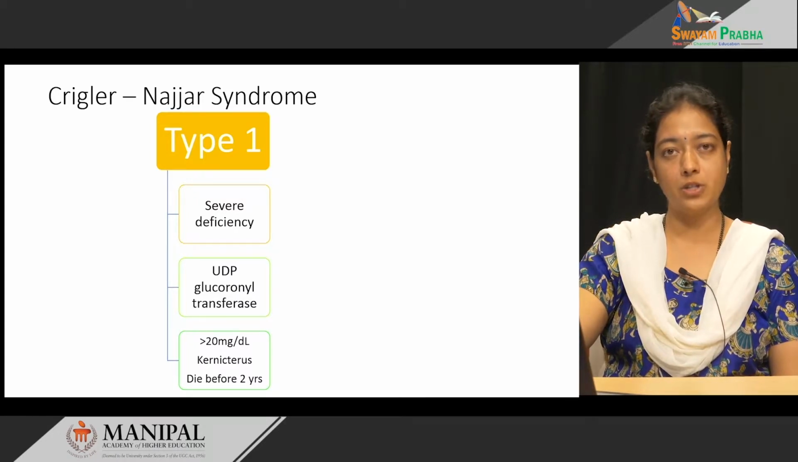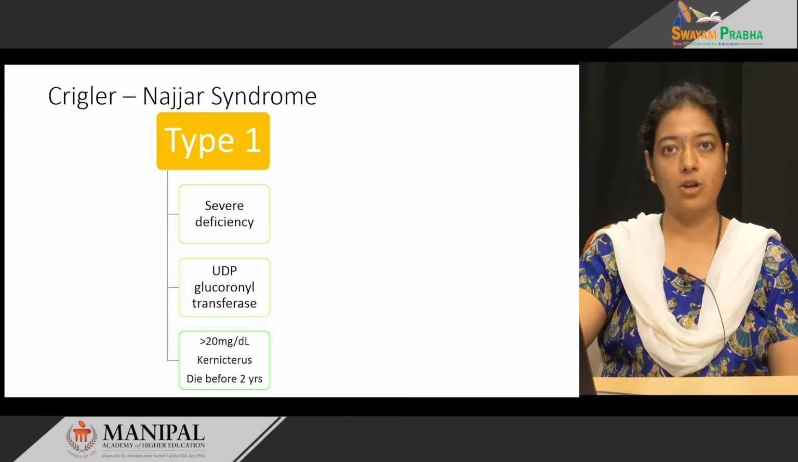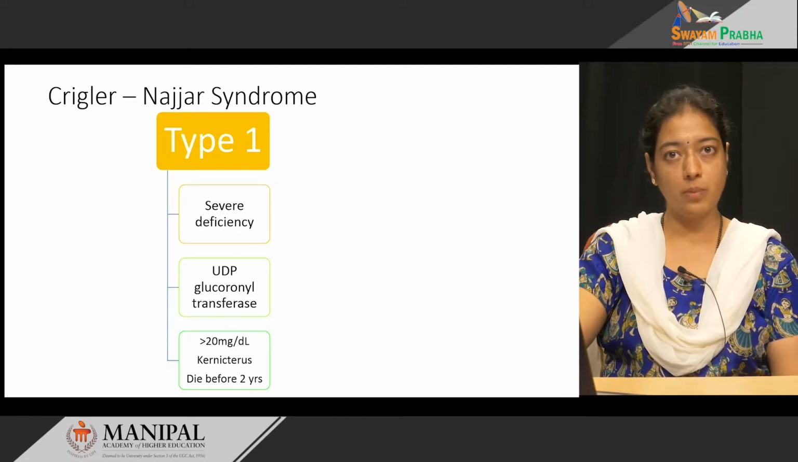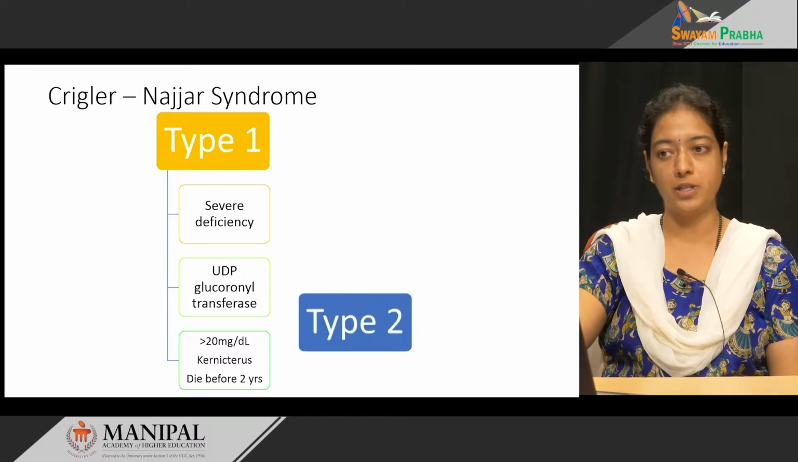When the bilirubin concentration goes above 20 mg per dl, it crosses the blood-brain barrier, leading to kernicterus. Usually these children die before 2 years of age. Since there is more unconjugated bilirubin, the bilirubin enters the brain across the blood-brain barrier, leading to kernicterus, and usually these kids die before the age of 2 years.